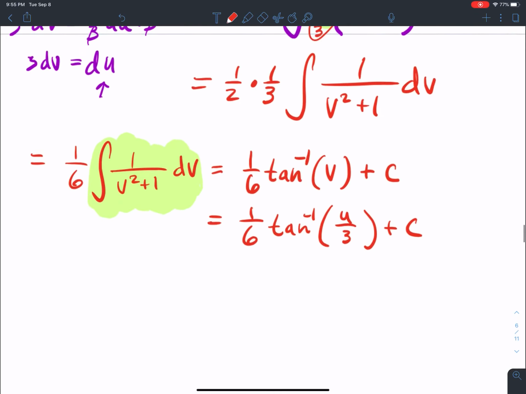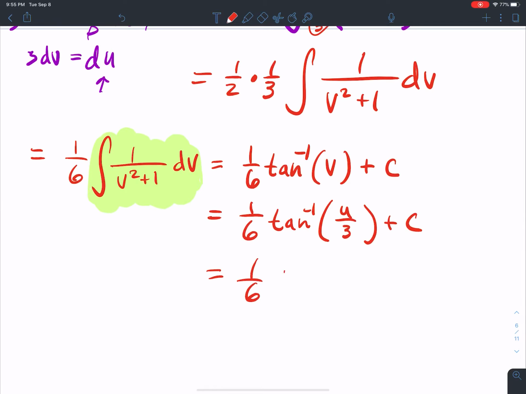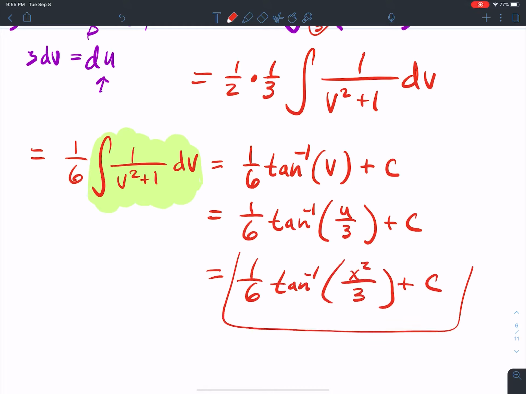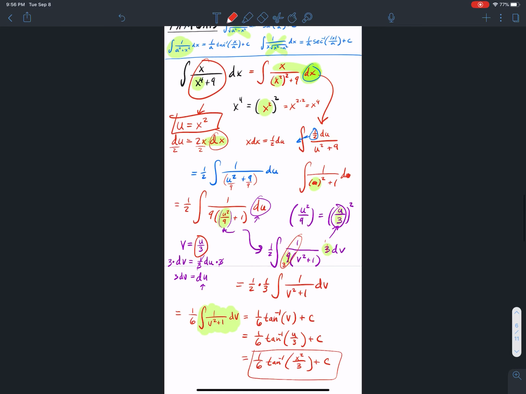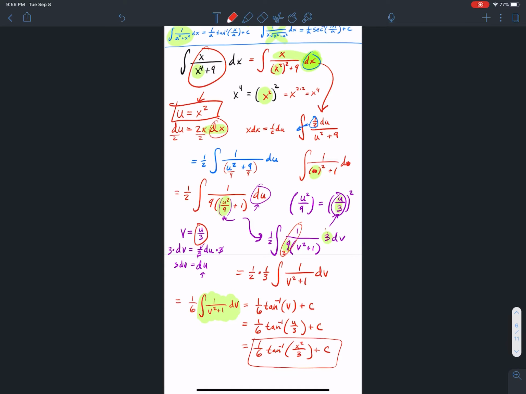So I'm going to replace this u here with x squared over 3 plus c. Bingo, right there. A lot of work, but kind of a cool thing going on. You've got a substitution inside a substitution. Kind of challenging, huh? Maybe a little bit more than what you're used to.